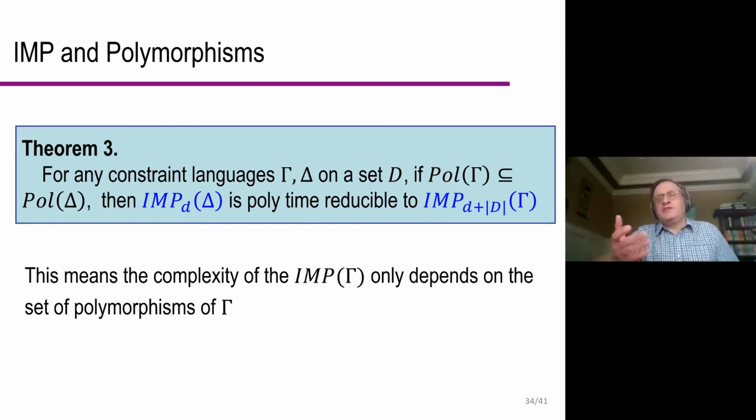So the complexity of the IMP only depends on the set of polymorphisms of gamma and nothing else. So all tools from the CSP can be used here, fortunately. Okay, well, actually, we can do even a little more than just polymorphisms. I will show one more reduction that can be made formal. I don't want to introduce a bunch of definitions, just to give you some idea how things may work in this kind of reductions. And this will also give me some kind of useful reduction as well.